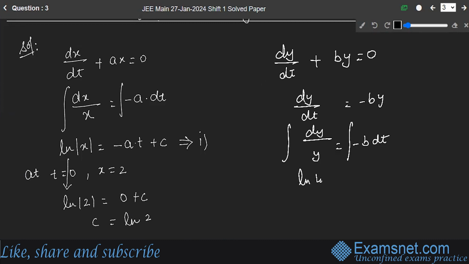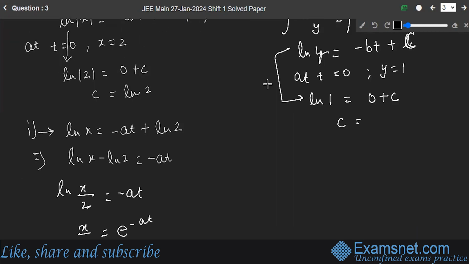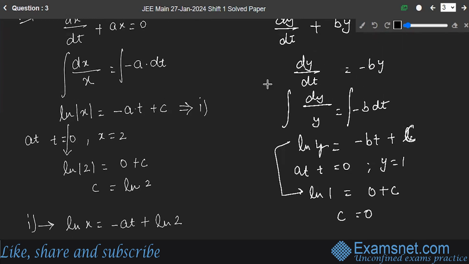You have natural log y is equal to minus bt plus the constant c. So, right, now you are given in the question that at t is equal to 0, you have y is equal to 1. So this becomes log 1. This equation now becomes log 1 is equal to 0 plus c. Log 1 is equal to 0. That means you have c is equal to 0. Now what does this equation become? Let's say this is equation 3.